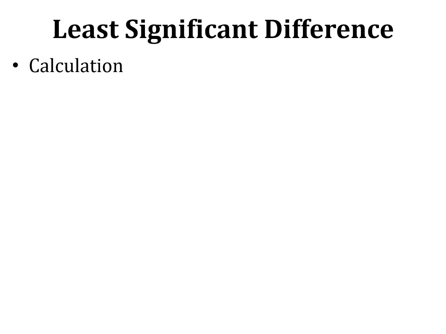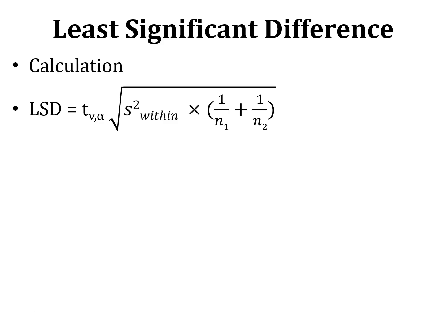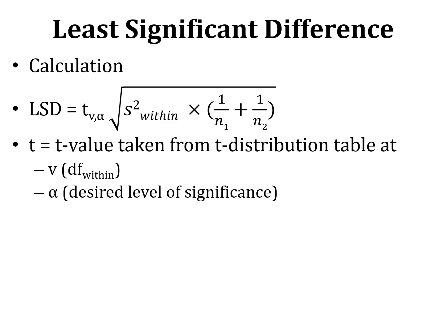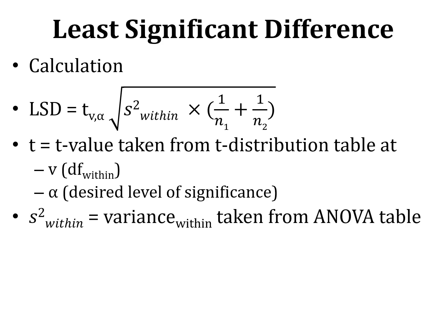So let's start the calculations. The formula for LSD is t at v and alpha, times the square root of the variance within, times 1 divided by the number of observations in sample 1 plus 1 divided by the number of observations in sample 2. So here we are going to do the pair-wise comparisons. What is t? This is the t value taken from the t distribution table at v, which is the degree of freedom within, and alpha, which is our desired level of significance. And this is the variance within, which is taken from the ANOVA table.